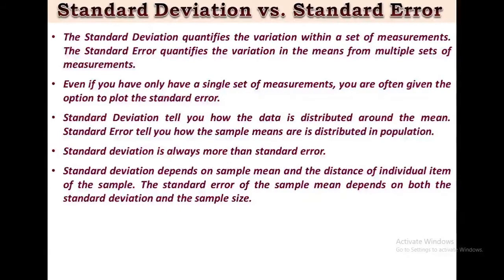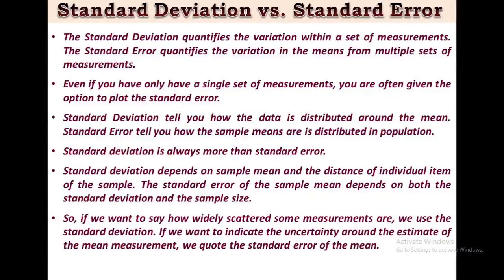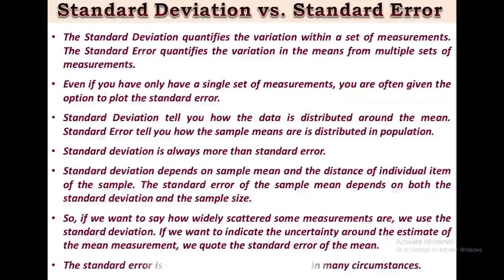Standard deviation depends upon the sample mean and the distance of individual items of the sample, whereas the standard error of the sample mean depends on both the standard deviation and the sample size. Standard error decreases if we increase the sample size, whereas standard deviation does not tend to change as we increase the size of our sample. So, if we want to say how widely scattered some measurements are, we use the standard deviation. If we want to indicate the uncertainty around the estimate of the mean measurement, we quote the standard error of the mean. The standard error is also used to calculate the p-value in many circumstances.